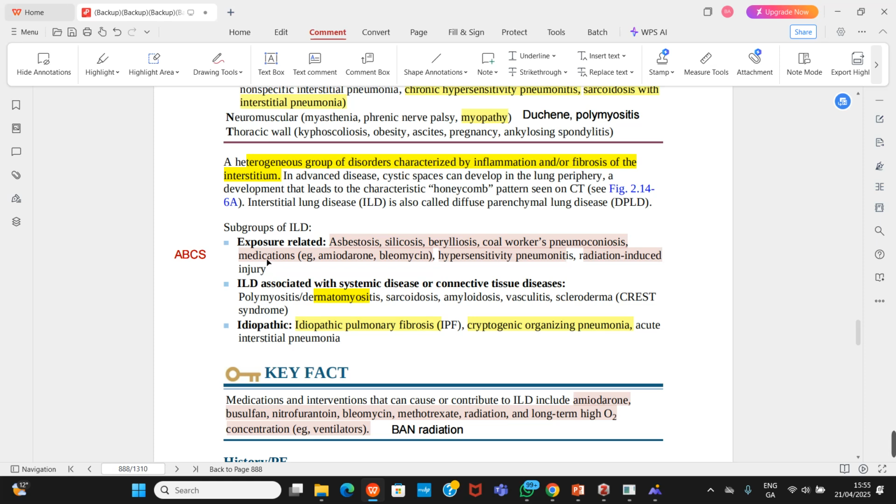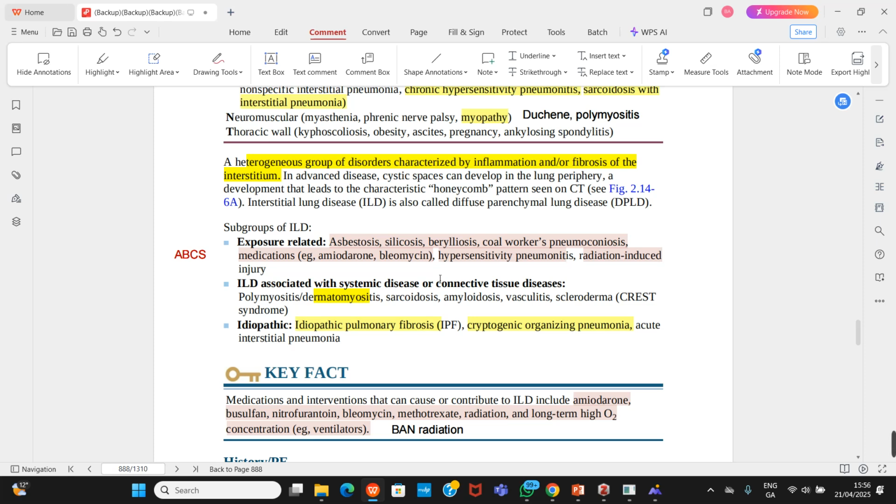Then the last one is the exposure related. This one is the commonest one that we know. Either they're exposed to some dust like asbestos, silica dust, beryllium, coal, or they are exposed to some toxic agents. It could even be animal droppings, like bird fancier's disease. They can have hypersensitivity pneumonitis, and when it becomes chronic, they can have ILD from there. It could be medication like amiodarone or bleomycin. They could cause ILD, and radiation.